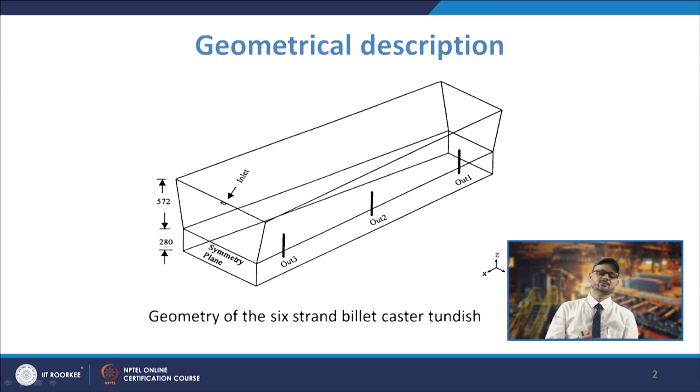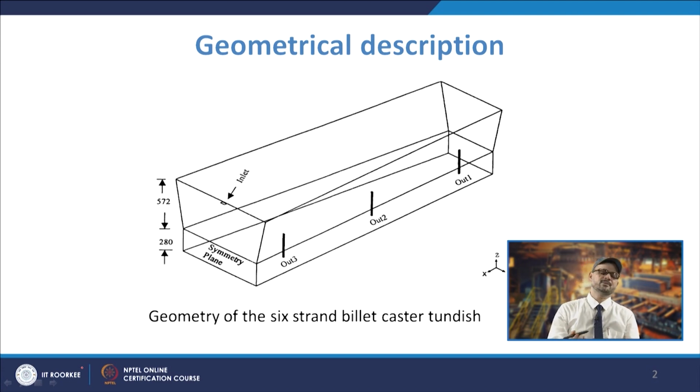in this lecture. As we discussed, we will be talking about a particular geometry. This is the geometry of a 6 strand billet caster Tundish. This is work which was done earlier by me. What I wish to show is how, with the help of a particular problem, you can show how the analysis is to be carried out and how you understand the computation of different parameters inside the Tundish.